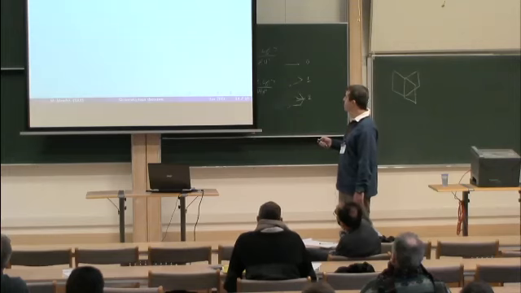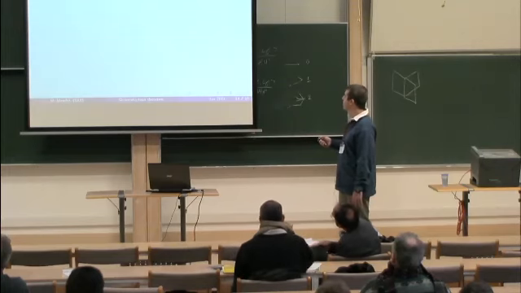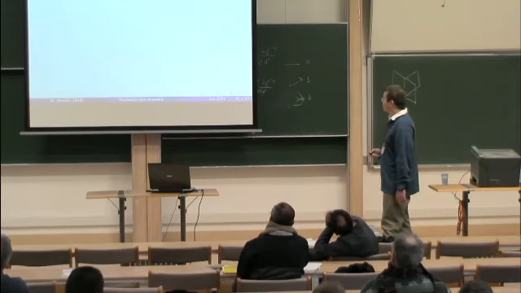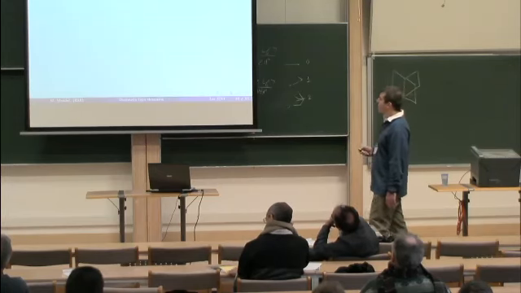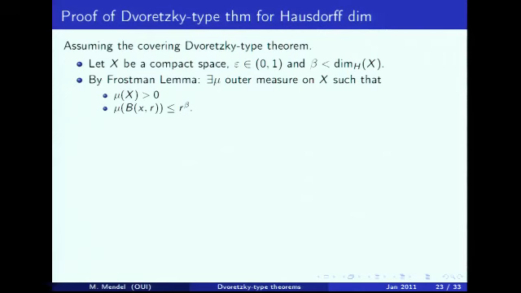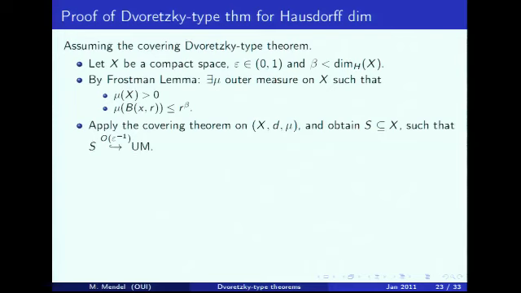Here is how. Let's fix a metric space X, a compact metric space, epsilon, and beta to be smaller than the Hausdorff dimension. By the Frostman lemma, we have a measure mu, which has positive measure on X, and the measure of a ball of radius R is at most R to the beta. We apply this covering theorem from the previous slide, and we get a subset S, which is 1 over epsilon approximate ultrametric. And now we want to show that it has large Hausdorff dimension.